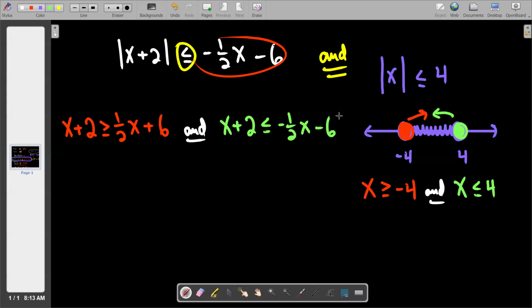Now let's solve the problems and watch what happens. So we've created them. That's the hard part. Now comes the easy part, just doing basic algebra. On both of these, I am going to go fraction killing. So I'm going to just multiply everything that I see by 2 on both sides.